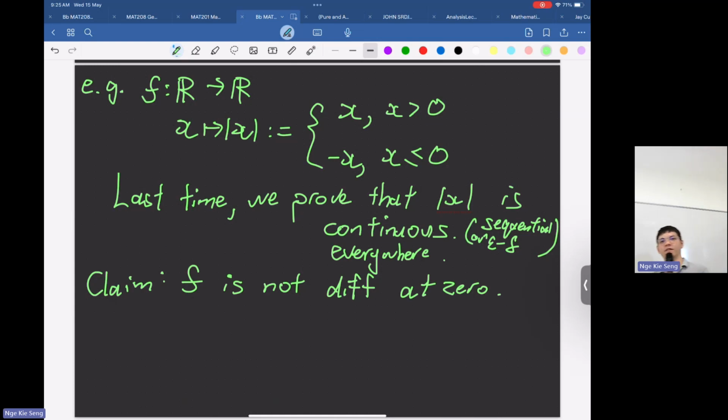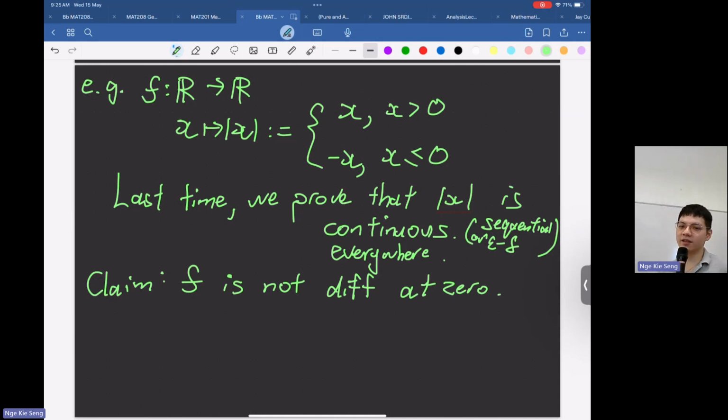So based on the definition of differentiability, what should you think? Negate differentiable. How do you negate the differentiability? What doesn't exist? The limit doesn't exist. The limit of what doesn't exist? The limit of the secant doesn't exist. So you need to prove that the limit of the secant doesn't exist here.